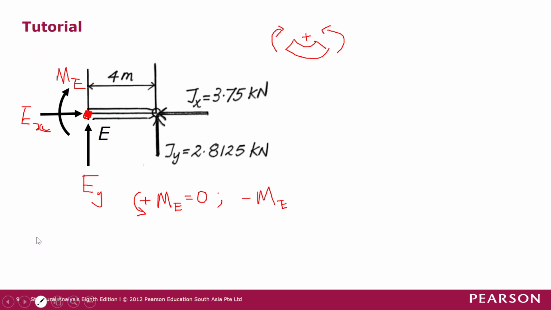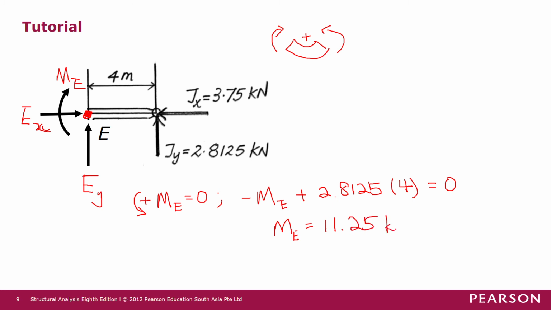So anti-clockwise moment is positive. So this is 2.8125 times 4 meters. There is no other moment, so we equate this to 0. Solving for ME, we have ME equals a positive value of 11.25 kilonewton meter. A positive value means that the assumed direction of ME is correct.